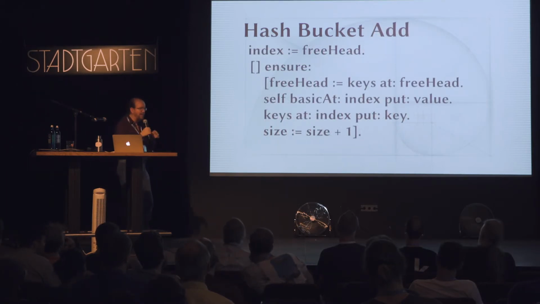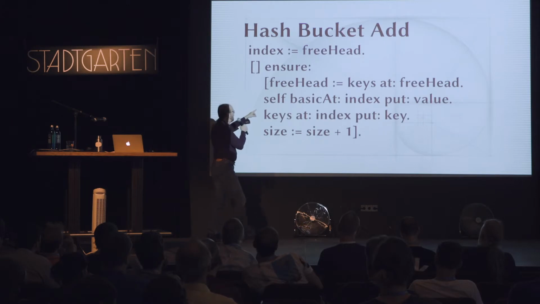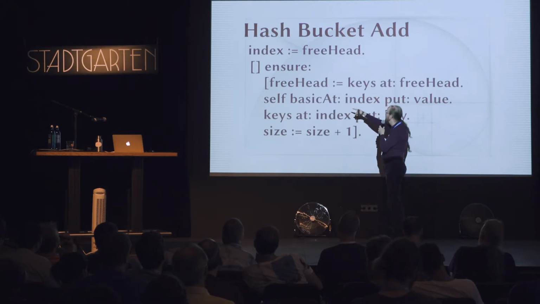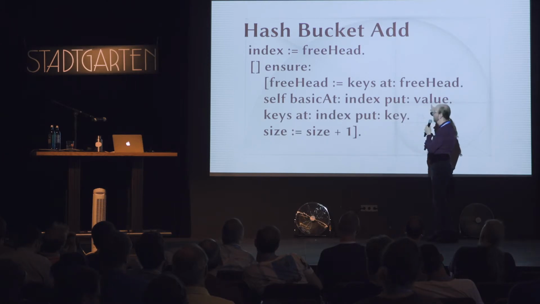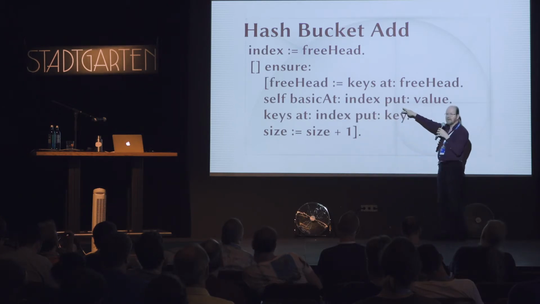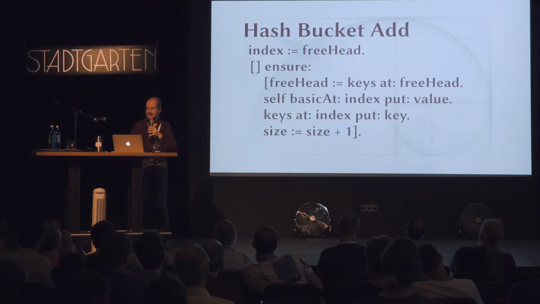Now this is semaphore protected, but we also kind of have to coordinate between the add and the remove. In particular, here, we find the free index within the bucket, and then we say, put the value in self, the bucket, and then add the key. And the order of those two things is critical, because we have to add the value before we add the key.